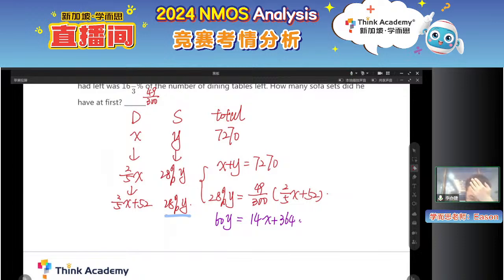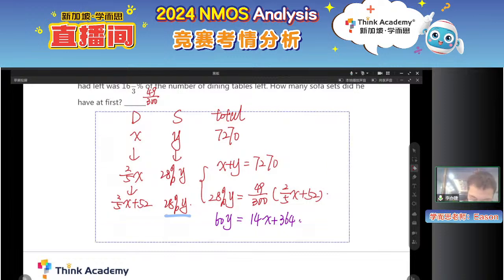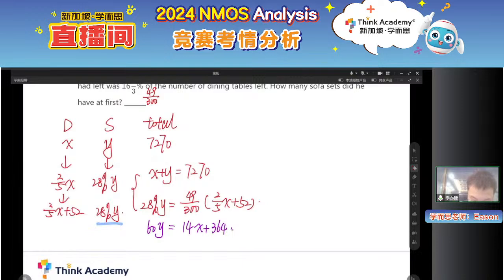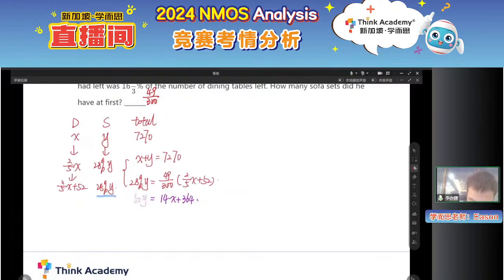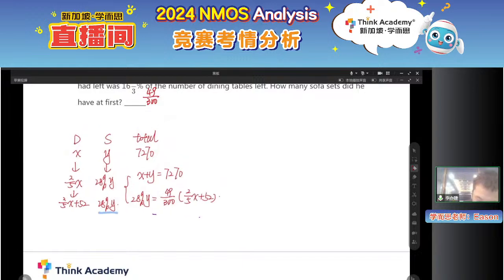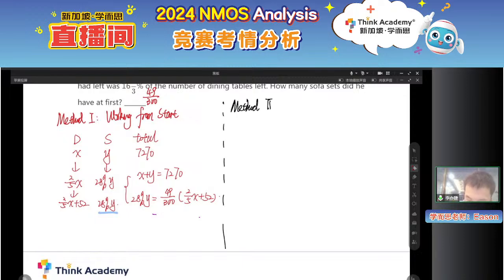Do we have an easier way? Yeah, obviously we have an easier way, right? I don't want to solve this. It's too complicated. So this is method 1. It's working from start. I don't want to calculate this. If you want, you can try it, but I don't like it. So I choose another method. So the method 2, which is far easier, is working backward.